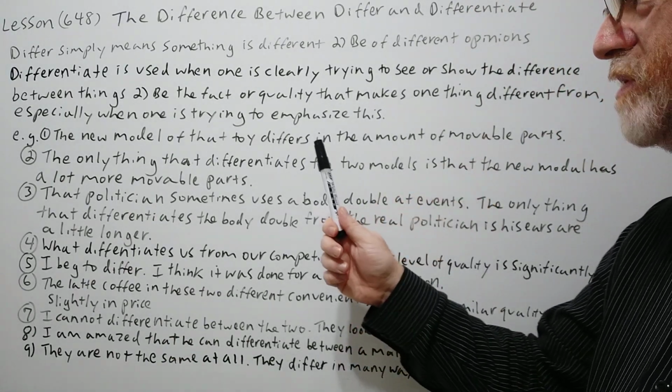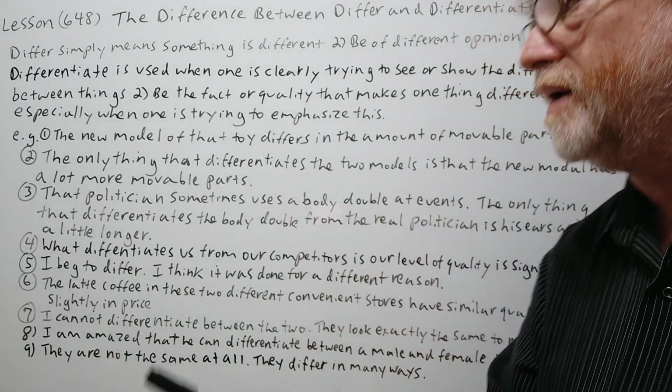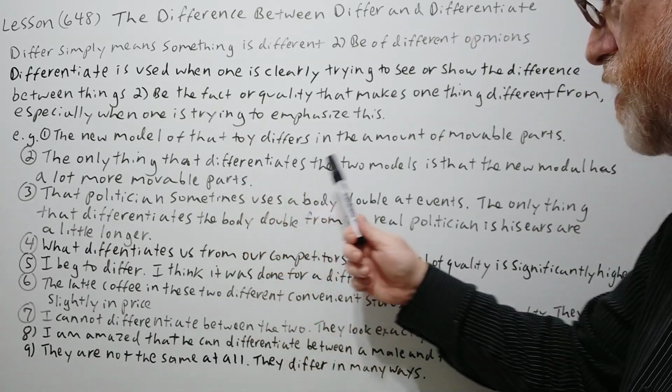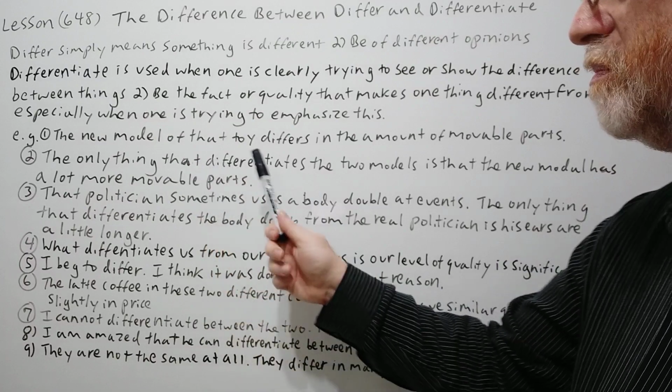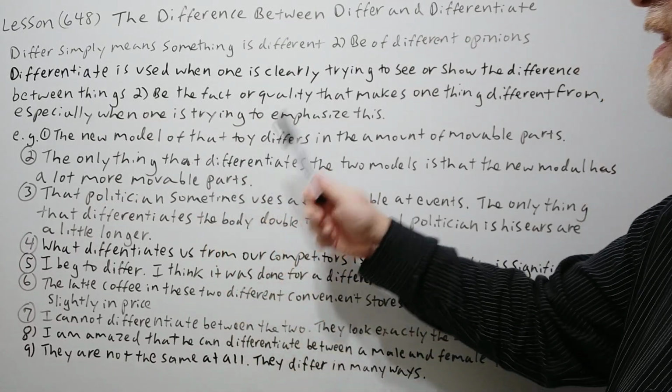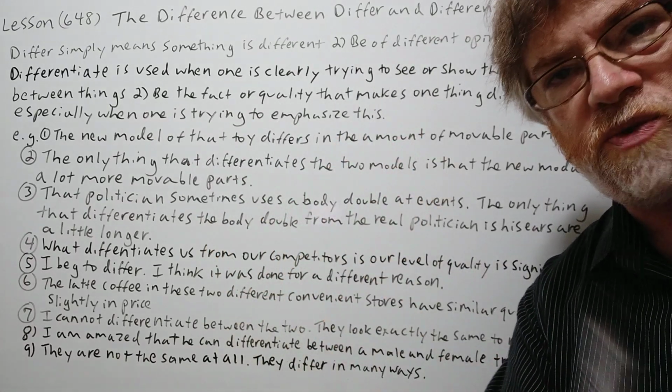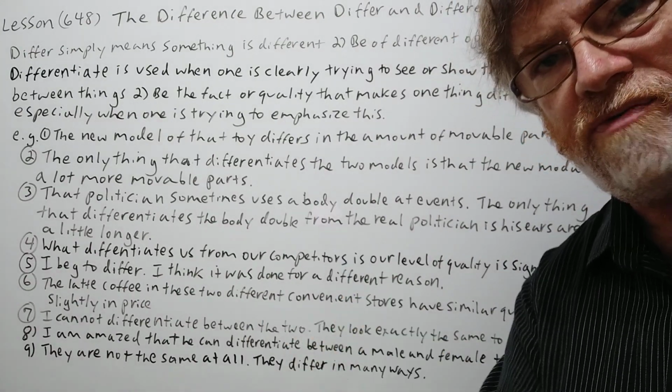Now, here you could use differentiate on the same idea. The only thing that differentiates the two models is that the new model has a lot more movable parts. So here you're saying this is what makes them different. So that's why you would use differentiate there rather than differ.